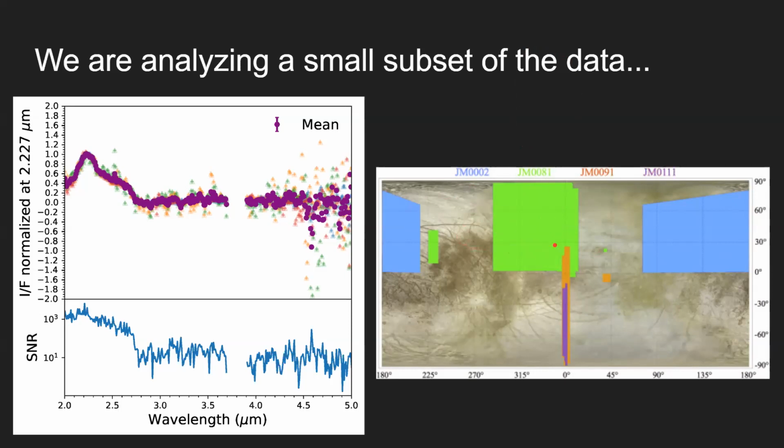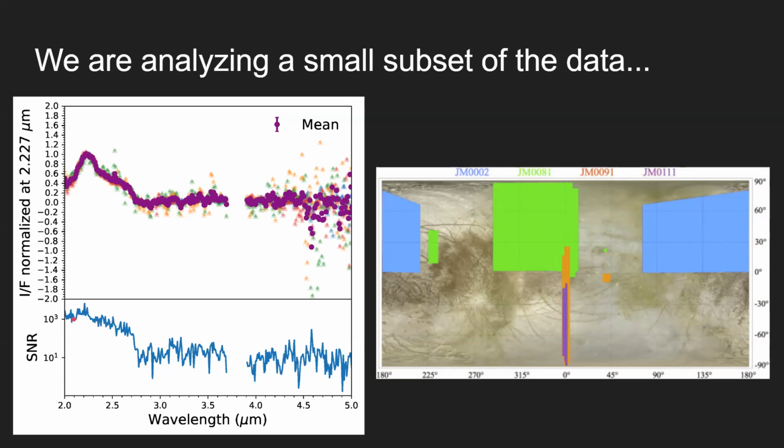And so this has not been figured out for most of the data sets, but there is this small set of data right here for which we have tight constraints on the observational geometry parameters. So that is what I decided to analyze first. There are, I think, four spectra here, and I'm working with the mean of these spectra, which is shown in purple points here.